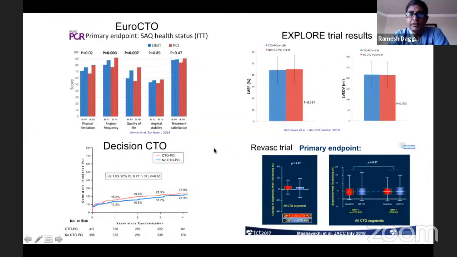In the REVASC trial, which is also optimal medical therapy versus PCI, there has not been a great improvement in segmental wall motion abnormalities or segmental wall thickening by MRI at 6 months follow-up. We thought there was going to be, but it was negative. So as I said, we'll talk about EuroCTO and DECISION-CTO in greater depth.